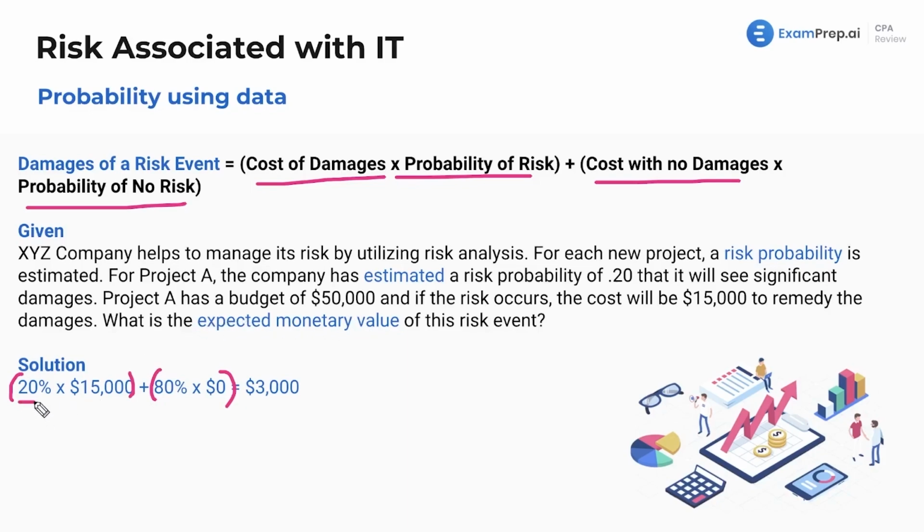So 20% that it does happen, which means that there's 80% chance it won't happen. Right? These got to equal 100. Damages, if it does happen, are 15,000. What happens if it does not happen? $0 damages. Although there could be costs with no damages, such as, I don't know, it could include insurance or something like that. This cancels itself out. Anything times 0 is 0, so it's just 20% times 15,000. It gives us $3,000. That's how you quantify the probability of a risk event, the damages of that risk event happening.